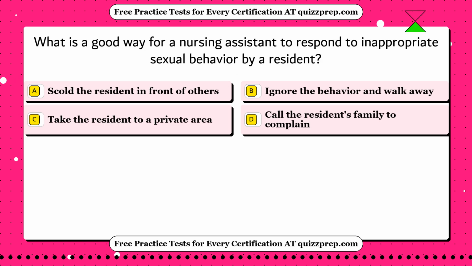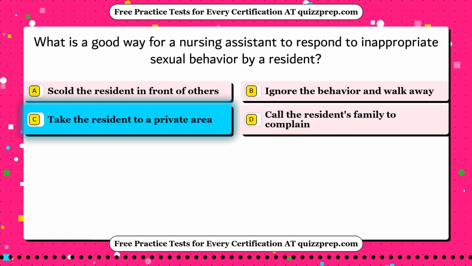Question 33. What is a good way for a nursing assistant to respond to inappropriate sexual behavior by a resident? Option A, scold the resident in front of others. Option B, ignore the behavior and walk away. Option C, take the resident to a private area. Option D, call the resident's family to complain.